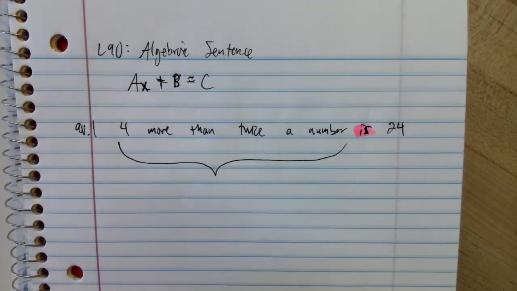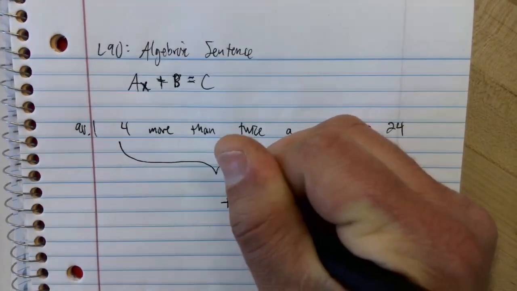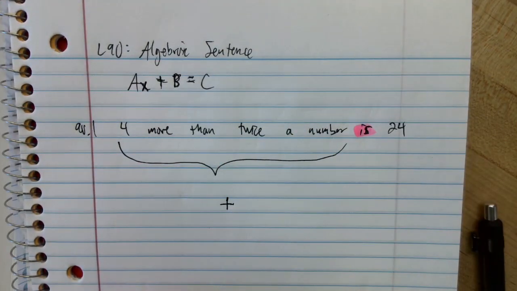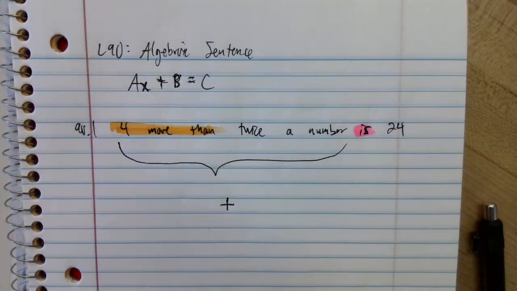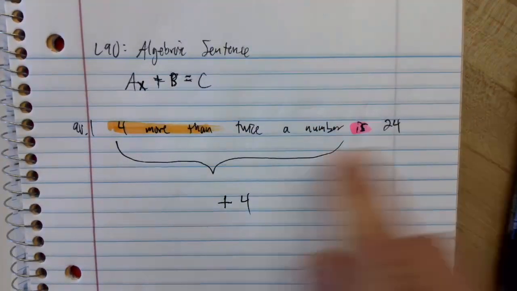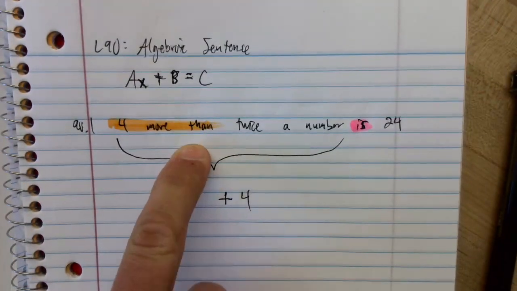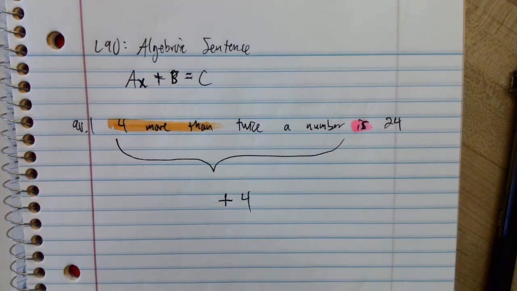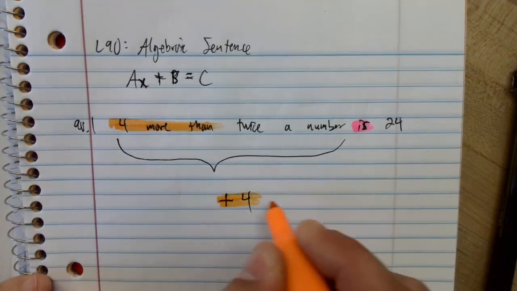For "more than," we're going to add. Okay, "4 more than." So that means we're going to add 4 to whatever was there. This "than," that's an important word. You might overlook the importance of it: "4 more than" means start with what's coming after and then add 4 to it. So "4 more than" is our plus 4.